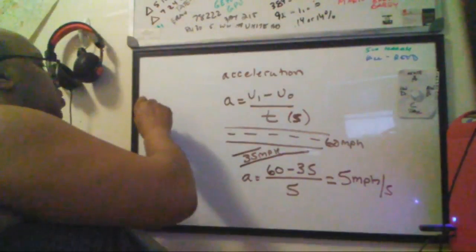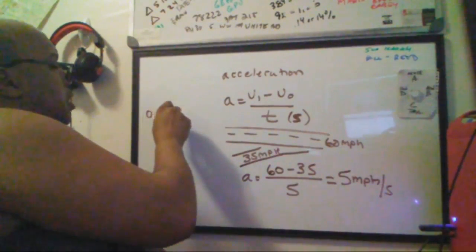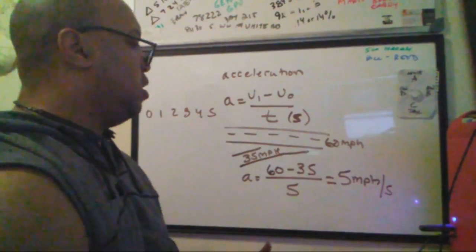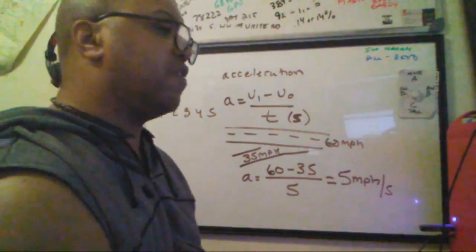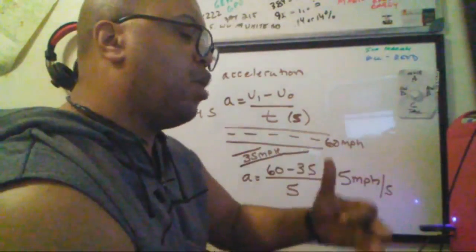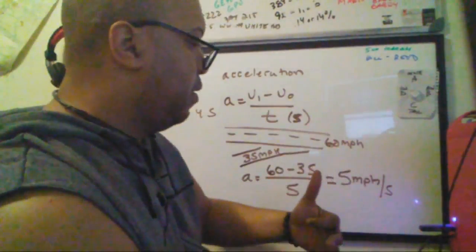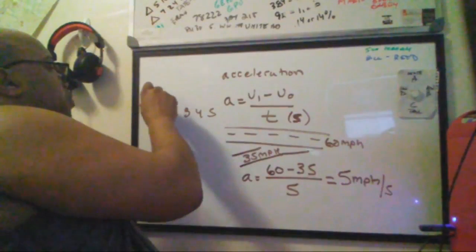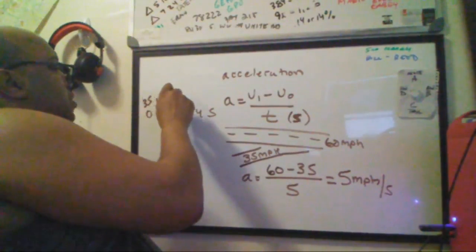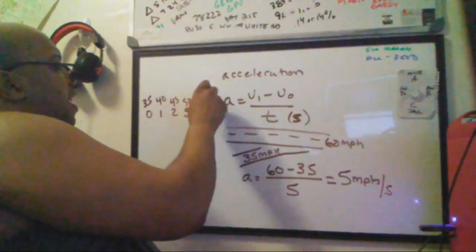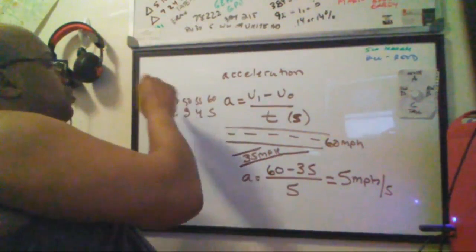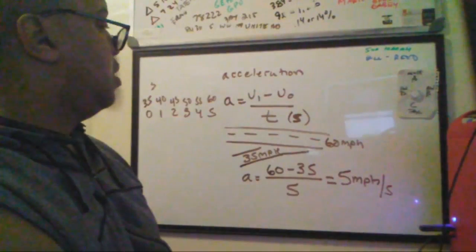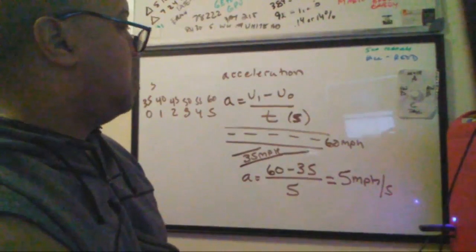So in the space of 1, 2, 3, 4, 5 seconds, we had a pile-on of speed. That's how I think of it, as a pile-on, and it's very, very important that you understand that. We were at 35 when we started timing. After 1 second, we're at 40, 45, 50, 55, 60. So 5 miles per hour per second. Every second, we piled on another 5 miles per hour. That's what that means.